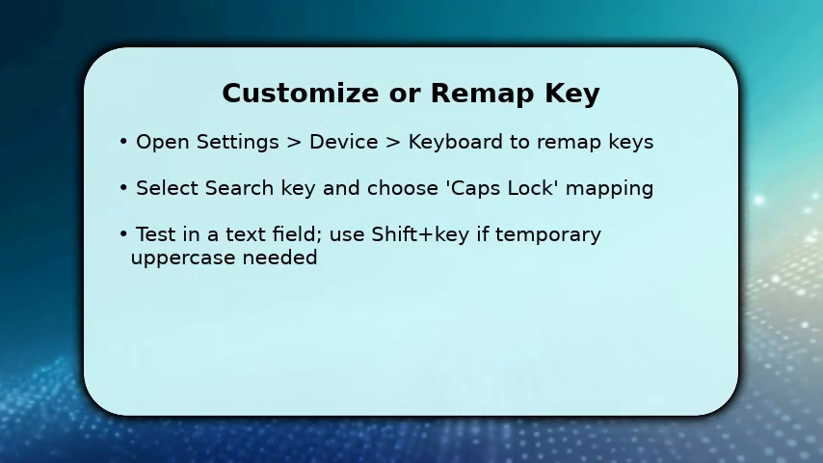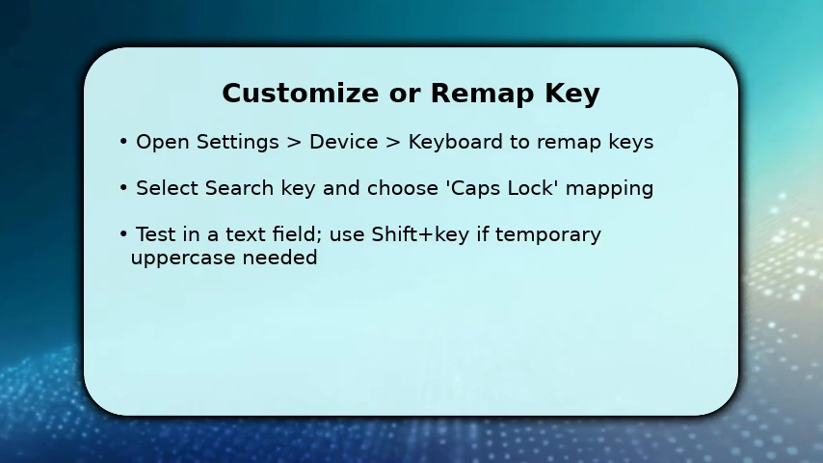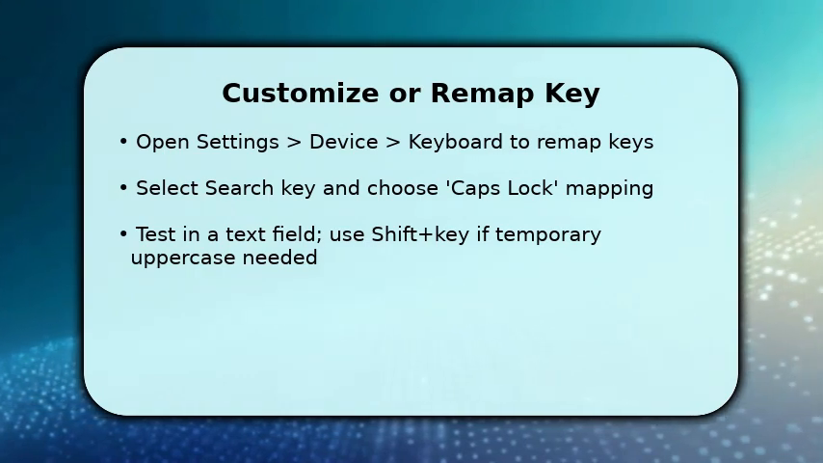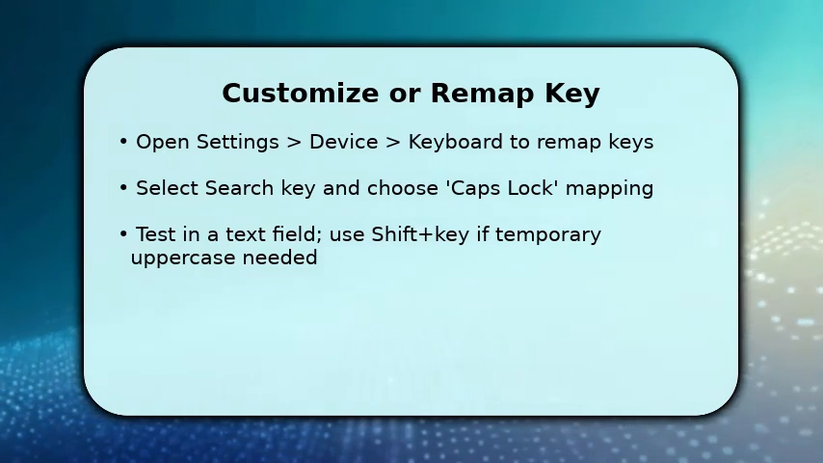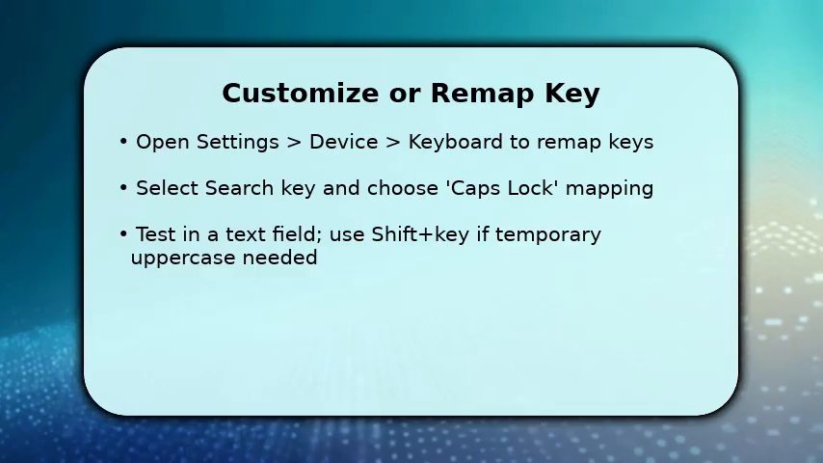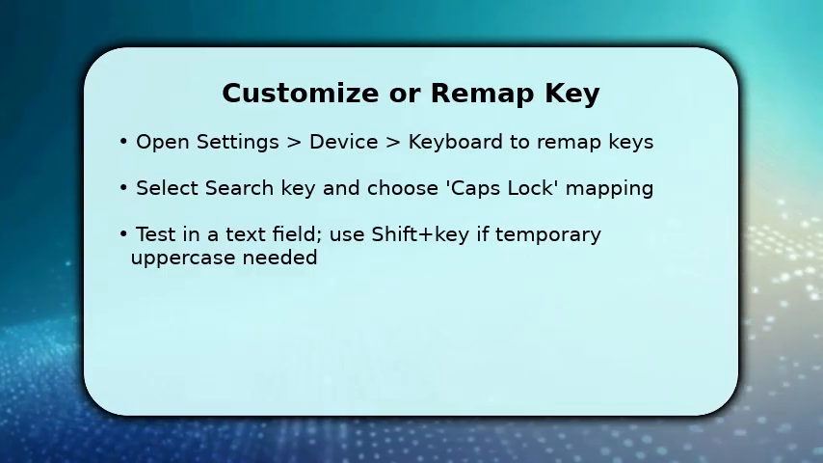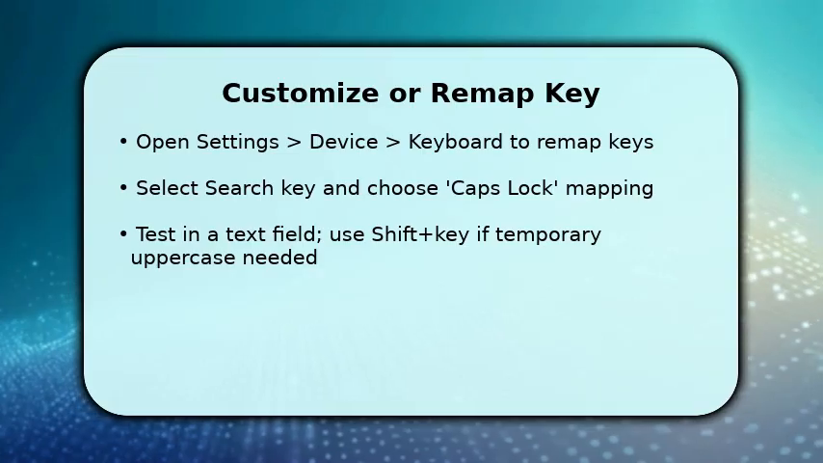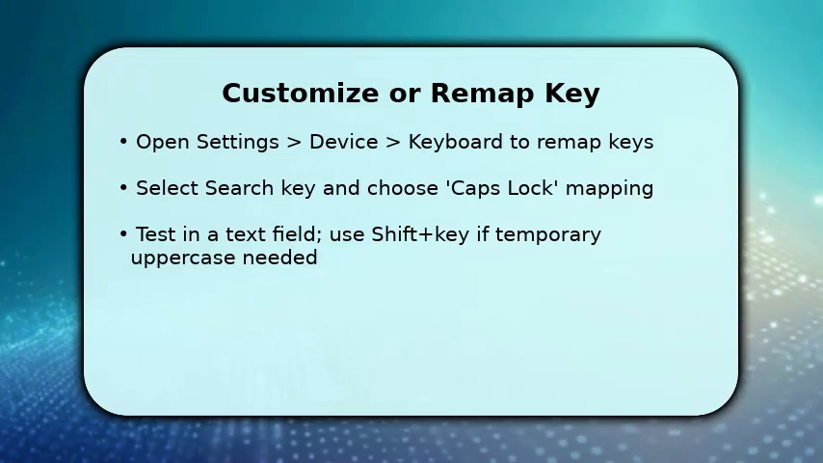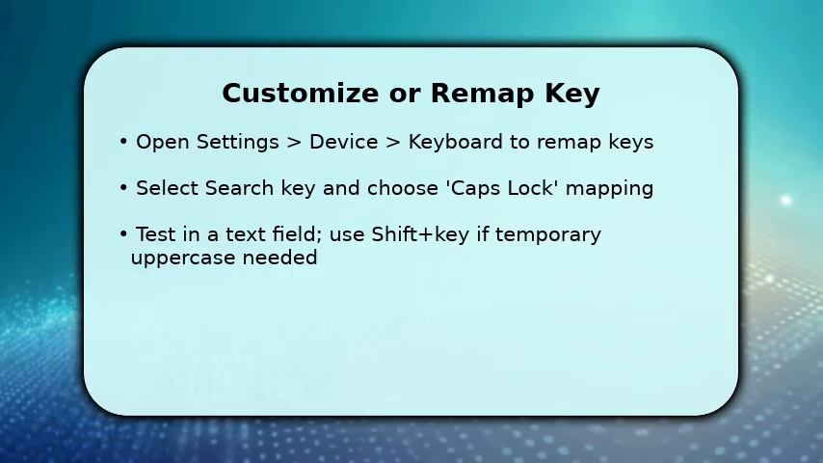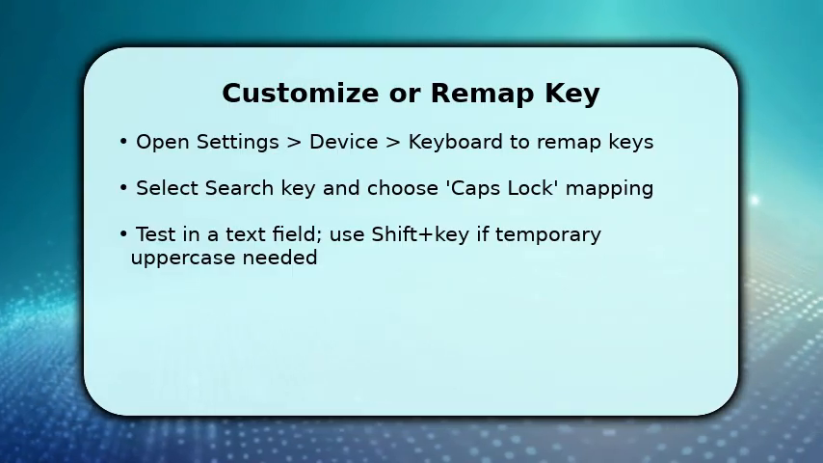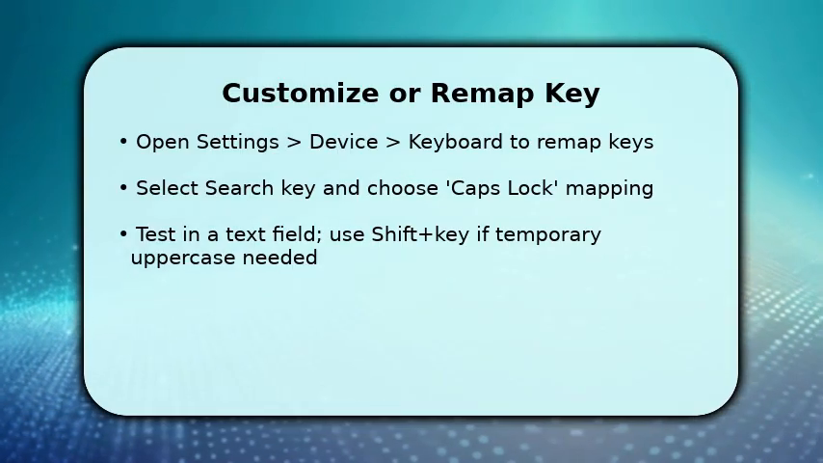Once done with the initial enabling, you'll customize the behavior. Open Settings, go to Device then Keyboard. This lets you remap the search/launcher key to caps lock so you have a dedicated key. Choose caps lock from the drop-down, then close Settings and type in a document to confirm. If you prefer temporary uppercase, use Shift for single letters. Remapping gives a full toggle.